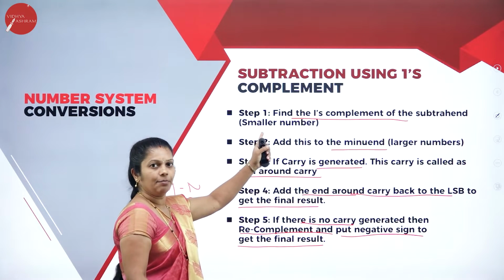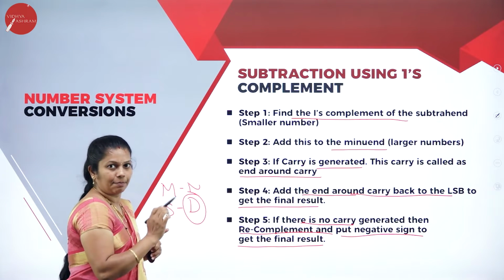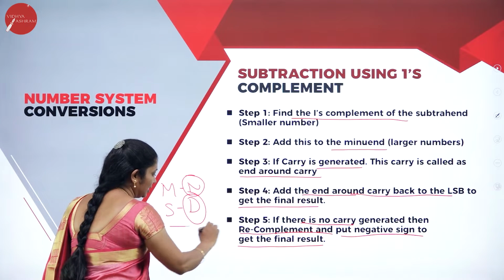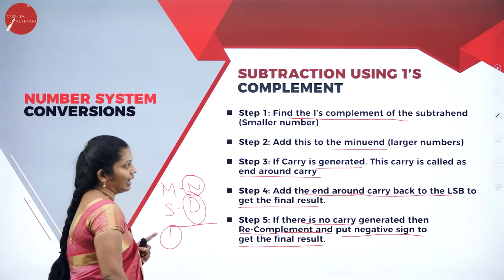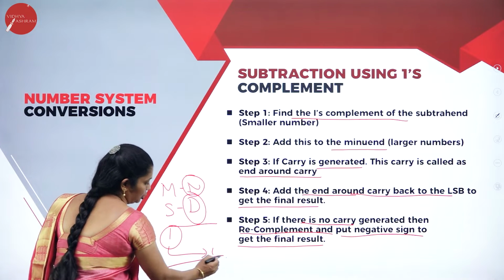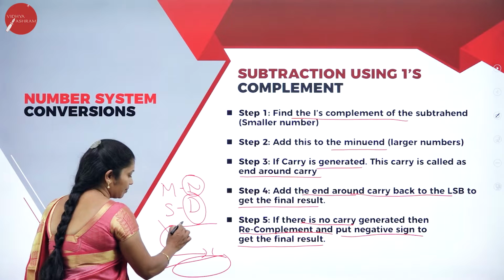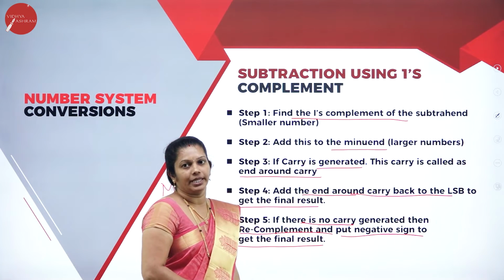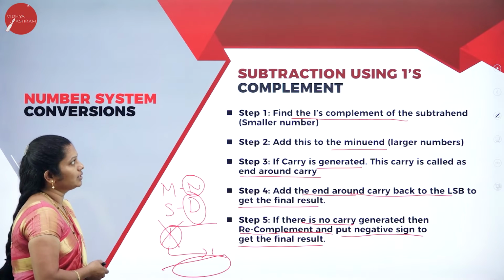See, first step, find the ones complement of the denominator value, that is the subtrahend. Then add it with the numerator. When I add these two values, if I get one extra carry, then we have to add that to the least significant bit position to get the final result. If there is no carry, then recomplement and put a negative sign to get the final result. Now we'll show with some problems.